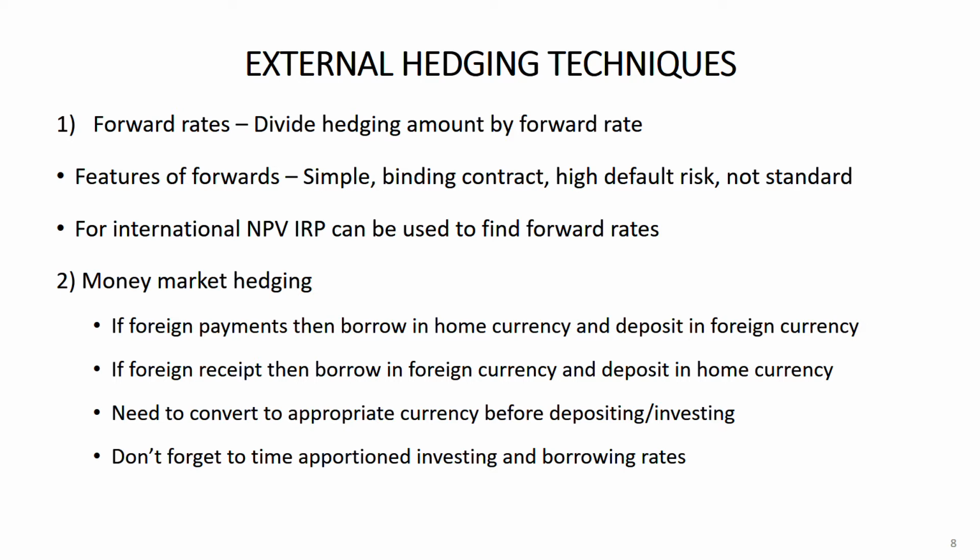Don't forget it. Even if they don't write it's annual, by default, it is annual only. Annual rates only they give. No one gives for a month, right? They will be giving you the annual rate only, investing or borrowing rate. That time you have to time apportion.